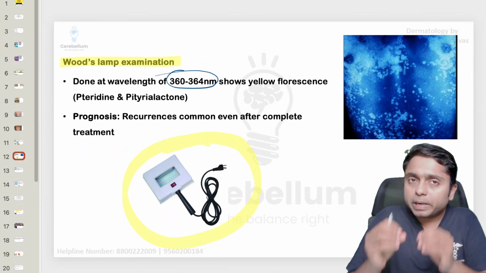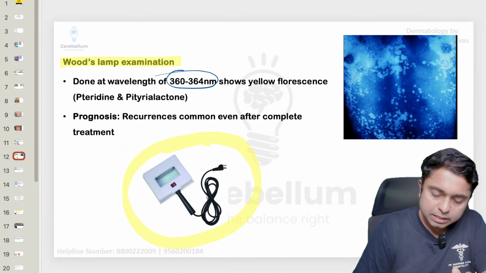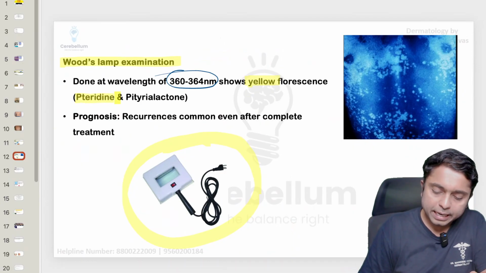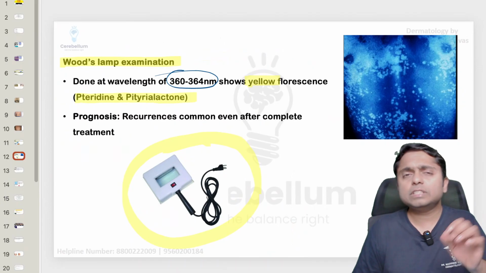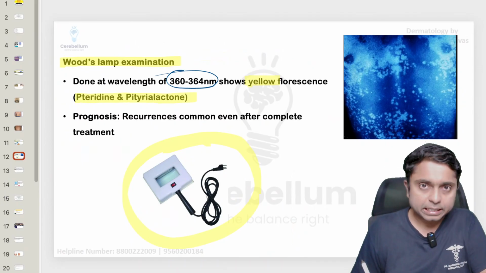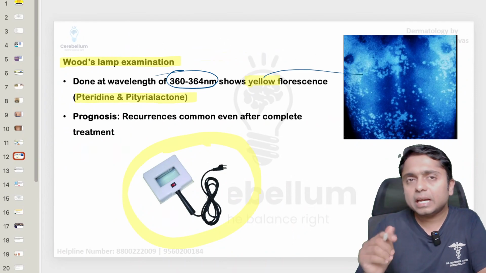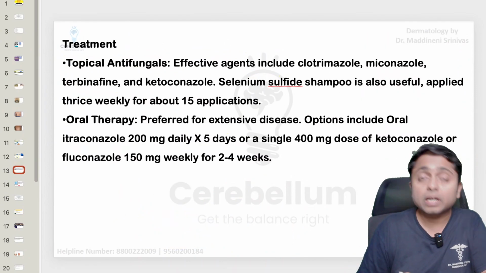So in the case of pityriasis versicolor, please remember the fluorescence which you are going to see is going to be very mild yellow fluorescence, due to the pteridine and pityrolactone which are produced by the Malassezia yeast. Here is one picture where you are able to see very mild yellow fluorescence, which is very difficult to even appreciate.